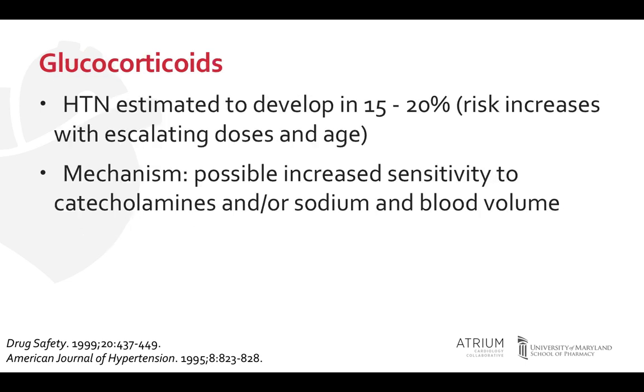One of the last groups of medications we're going to talk about is glucocorticoids. It's estimated that hypertension develops in up to 15 to 20% of patients. The risk increases with escalating doses, the duration of therapy, and with patient age. The mechanism is believed to be due to increased sensitivity to catecholamines and or increases in sodium and blood volume. Patients have been reported to have up to 15 millimeters of mercury increases in their blood pressure with treatment with glucocorticoids.